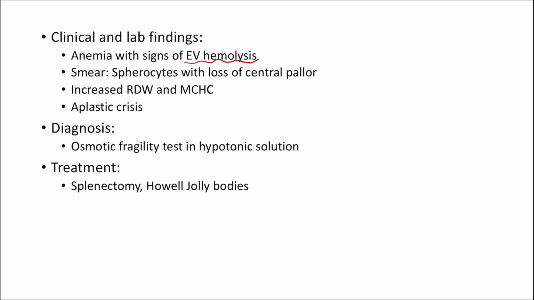Looking at the clinical symptoms, like we mentioned, we have signs of anemia with signs of extravascular hemolysis, which include jaundice, hepatosplenomegaly, and increased risk for biliary gallstones, etc. On the smear, you should be able to see a lot of spherocytes with loss of central pallor, and that's just because of the loss of the membrane. Additionally, you'd be able to see two important things. The first one is increased RDW, which is red blood cell distribution width, and increased MCHC, which is mean corpuscular hemoglobin concentration.